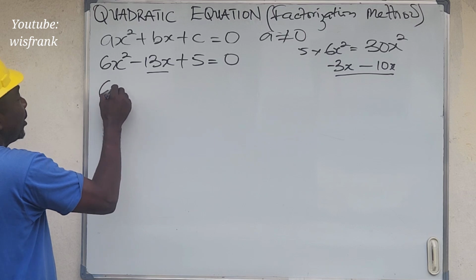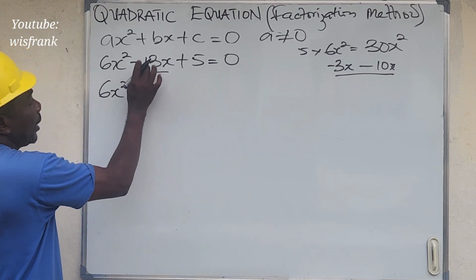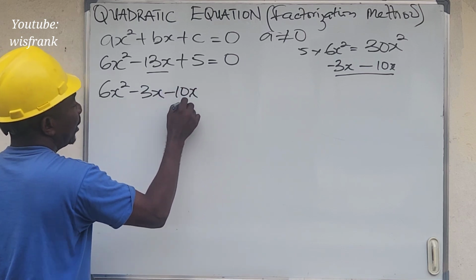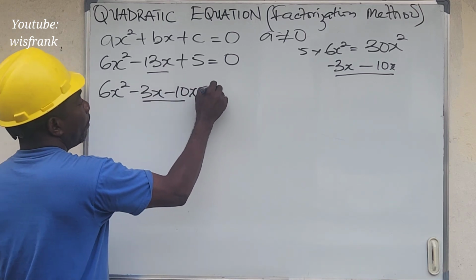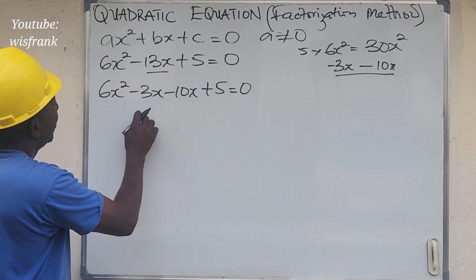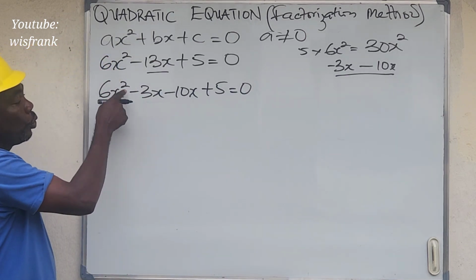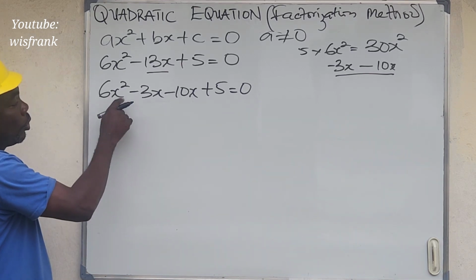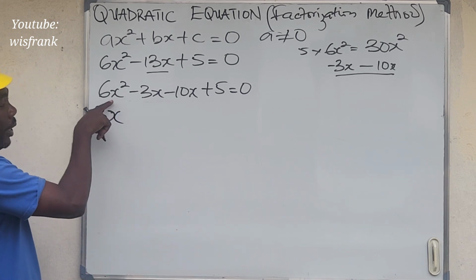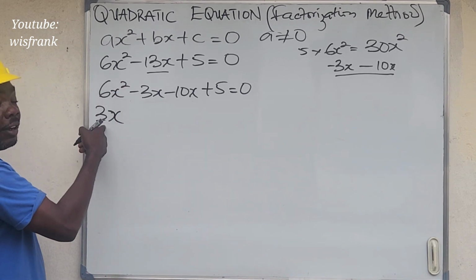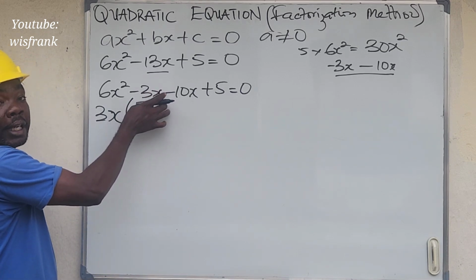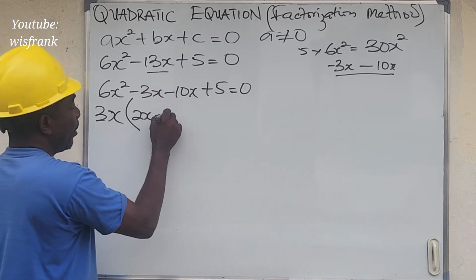So we have 6x to the power of 2. Instead of minus 13x, we have minus 3x minus 10x, which represents minus 13x. Plus 5 equals 0. If you look at these two terms, you can see that 6x to the power of 2 minus 3x has a common factor. So we use that to factor it out. So we have 3x. When we divide 6x to the power of 2 by 3x, it will give us 2x. Then we divide minus 3x by 3x, which will give us minus 1.